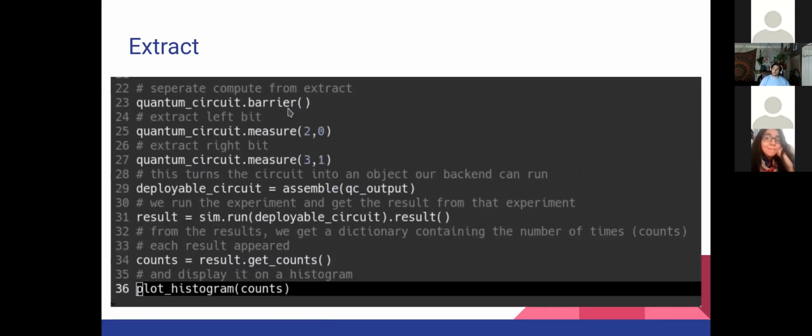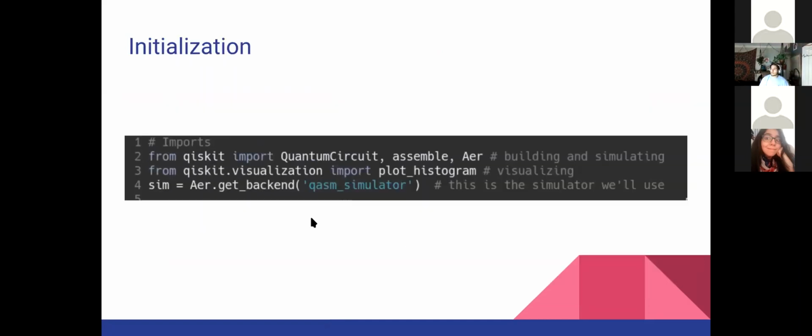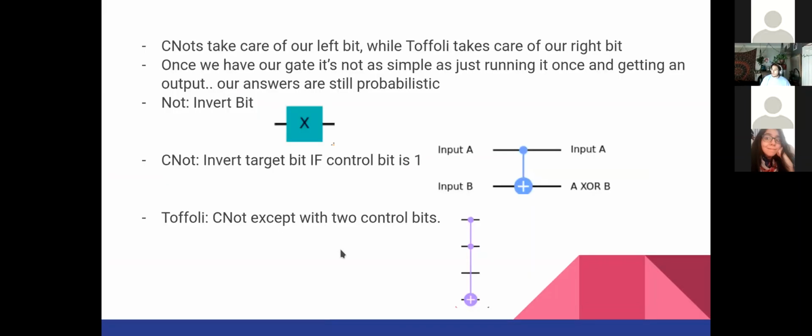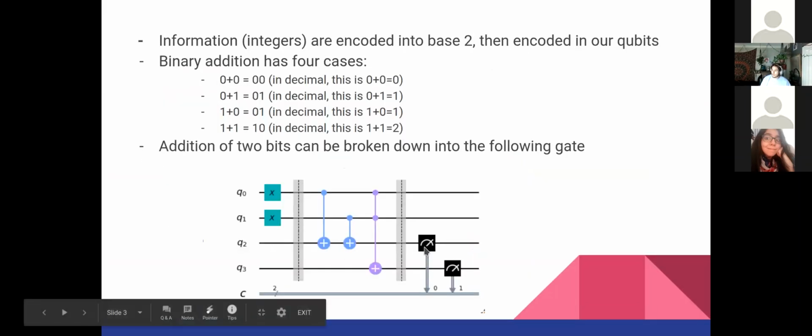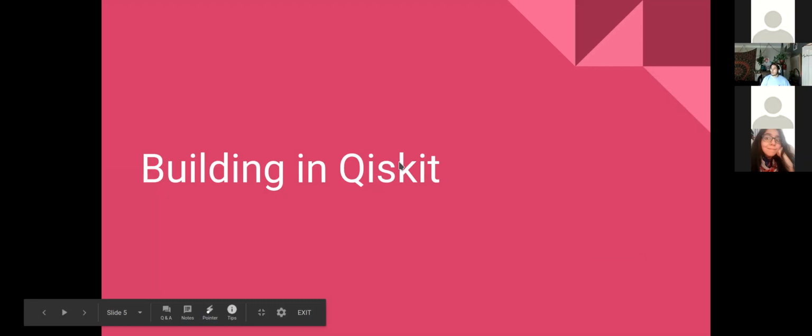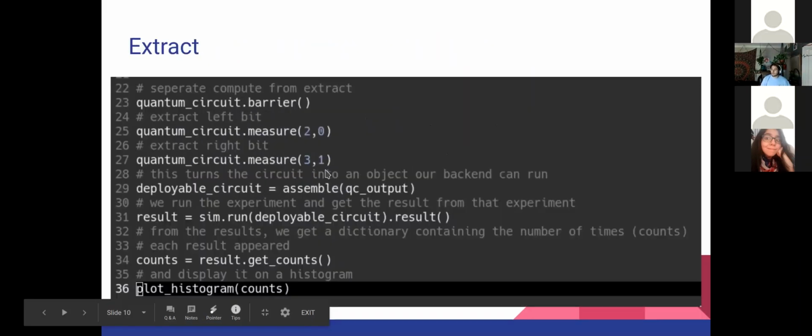The final thing is extract. And so the first thing we do, we make a barrier, just like we did before. And then we extract the left and right qubits. So we say quantum circuit dot measure, we measure the second qubit onto the 0th output. So that's doing this right here. It's saying the second qubit, qubit 2, onto the 0th output, right? And the same thing, qubit 3 onto the first output, right here, right?